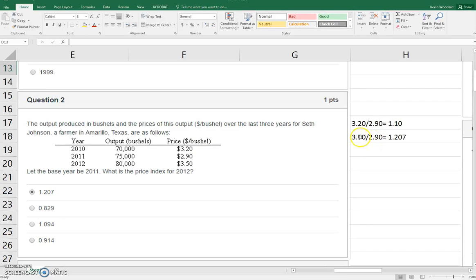Do the same math. We're looking at the $3.50. We're going to compare that back to, or divide it by the base year at 290. And when we do that, we're going to end up with 1.207. And that's our answer right there.